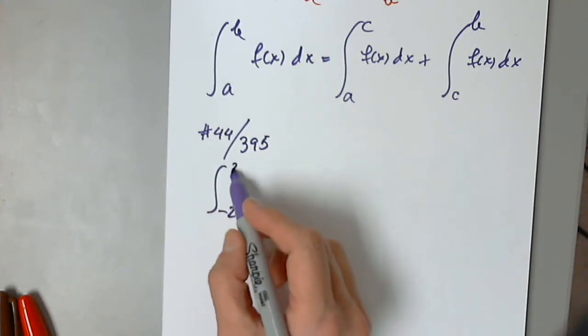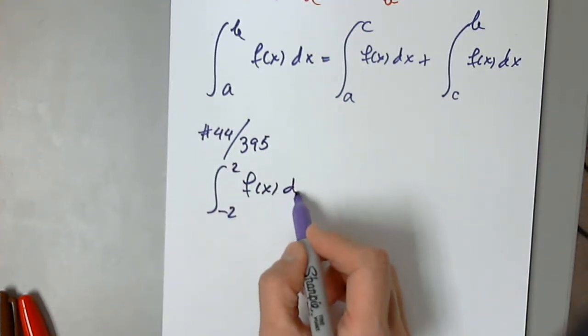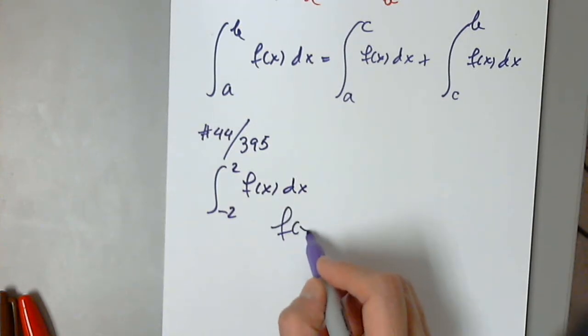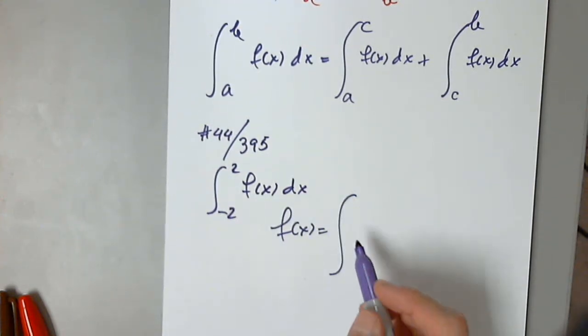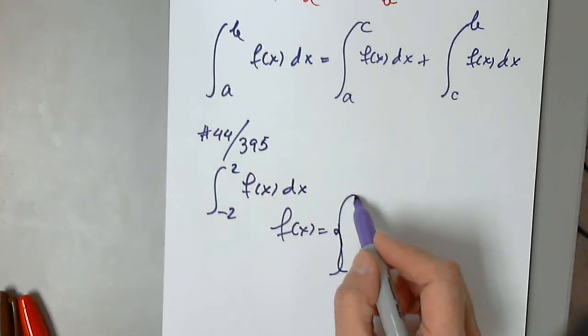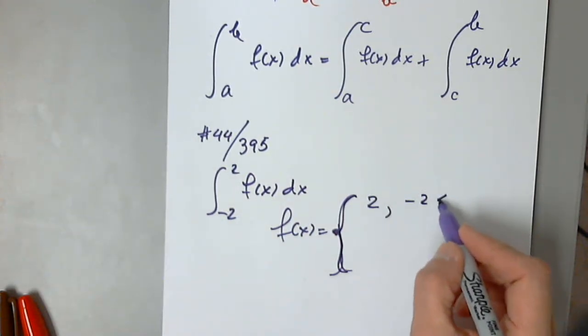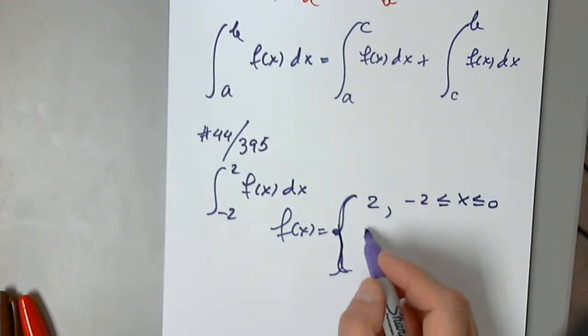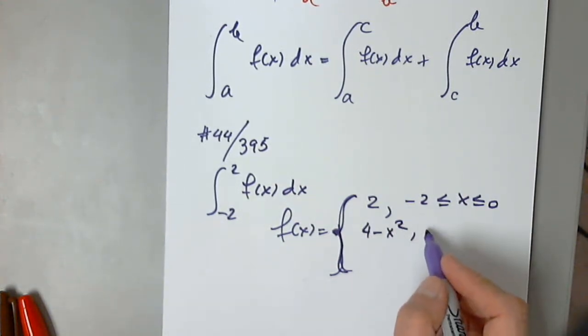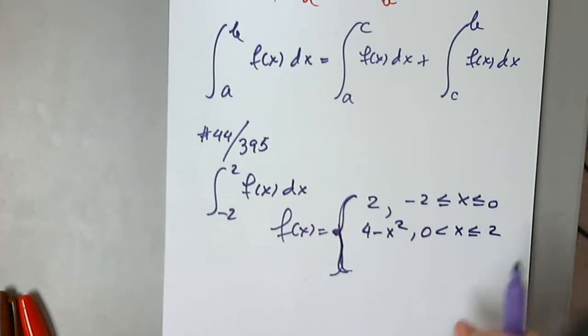So the integral from -2 to 2 from f of x dx. And we are given a function which is a piecewise defined function: 2 between -2 and 0, and 4 minus x squared between 0 and 2.